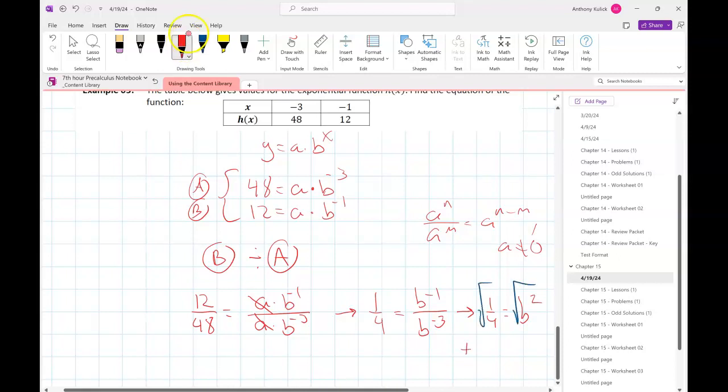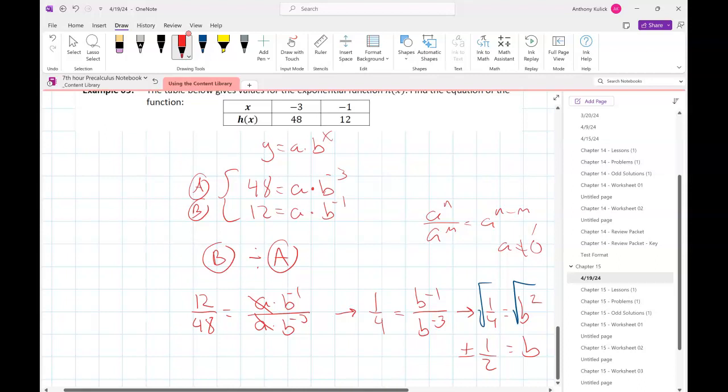When I square root both sides of an equation, I get plus or minus. How do I square root a fraction? Who remembers how to take the square root of a fraction? I square root the top. The square root of 1 is 1. And I square root the bottom. The square root of 4 is 2. So I have two answers to this, plus 1/2 and minus 1/2, right?